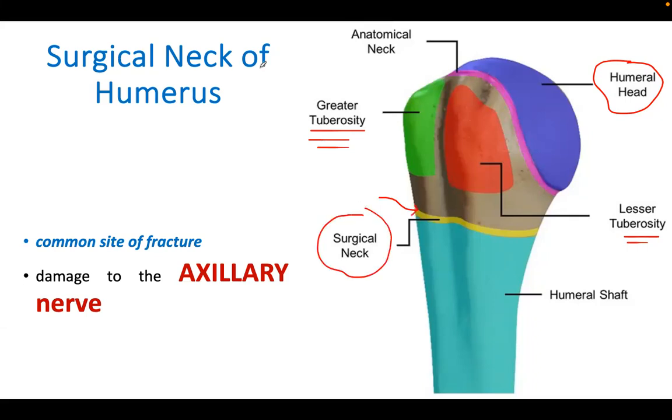Now, if the examination is going to be 5 minutes from now, the most important thing you have to bring with you is going to be the surgical neck. Why? The surgical neck is a very common site for fractures of the humerus. And there's a very important structure that everyone has to memorize. If the surgical neck is fractured, then what important landmark structure would also be injured? This is going to be the axillary nerve.